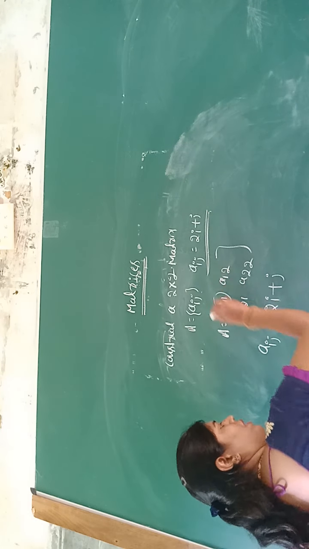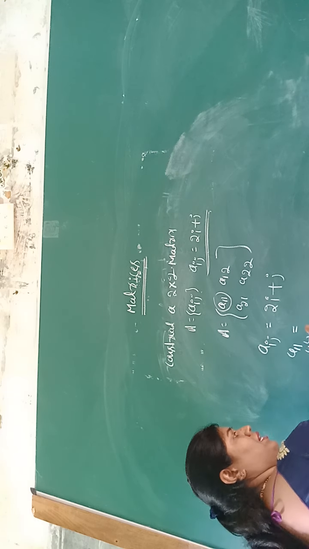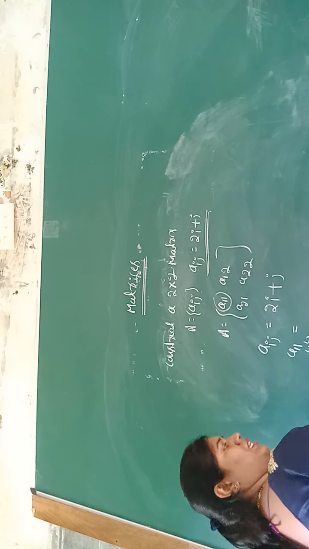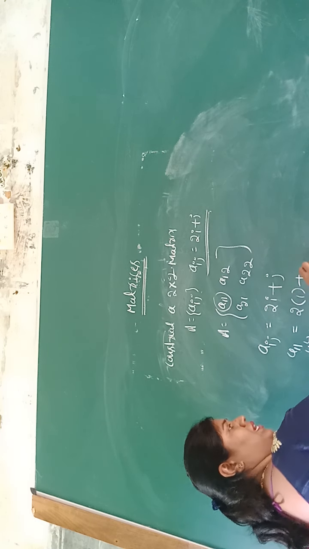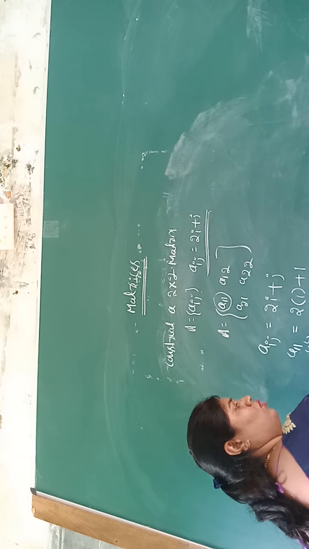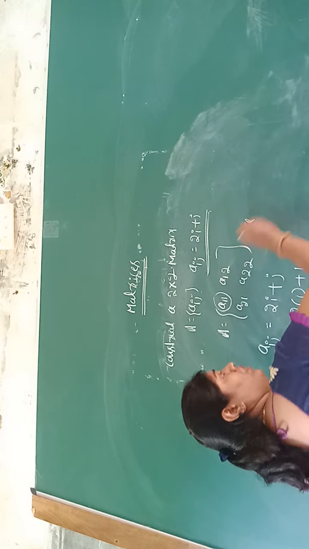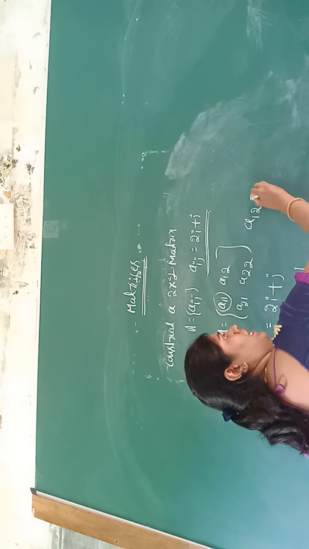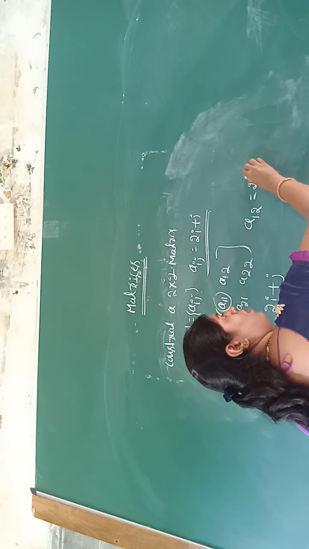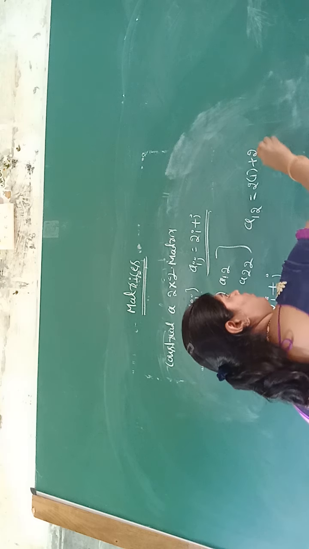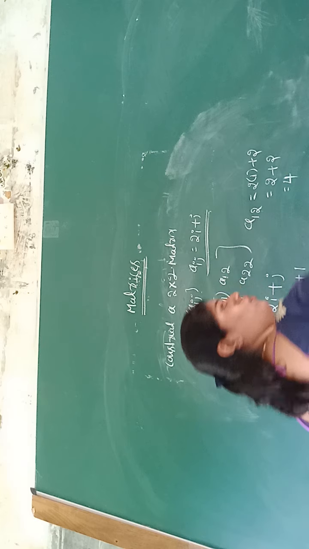So the first element A11, this one is i and this one is j. So 2 of i is 1 plus j is 1, which is equals to 2 plus 1, which is equals to 3. Similarly, A12, that is i is 1, j is 2. 2 of 1 plus 2, which is 2 plus 2, which is equals to 4.